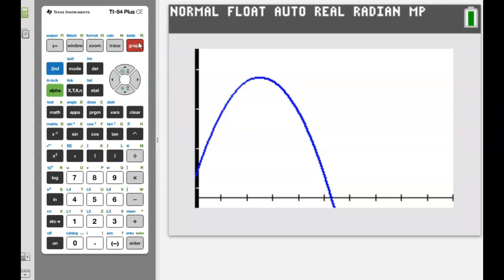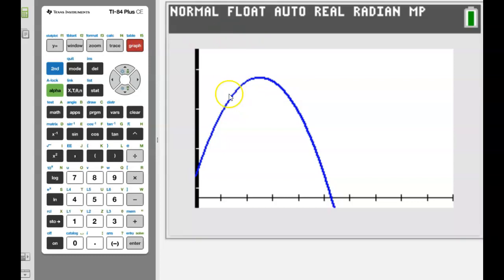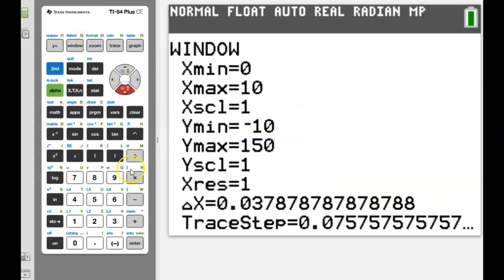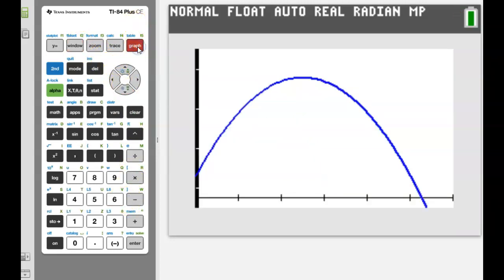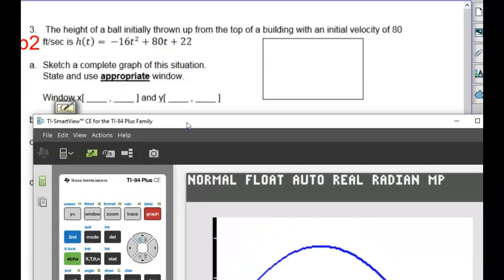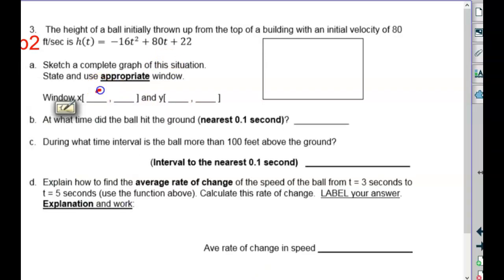That's not a bad window, right? The 150 was a good guess on the height, and I can see when it comes down. I really don't need 10 seconds, so if I wanted to make it look nicer, I could change that to like 6 seconds maybe. But as long as it's not unreasonable for the story, your window was fine. So for the window, I wound up with 0 to 6 and negative 10 to a positive 150, and you certainly could put 0 to 150 there.